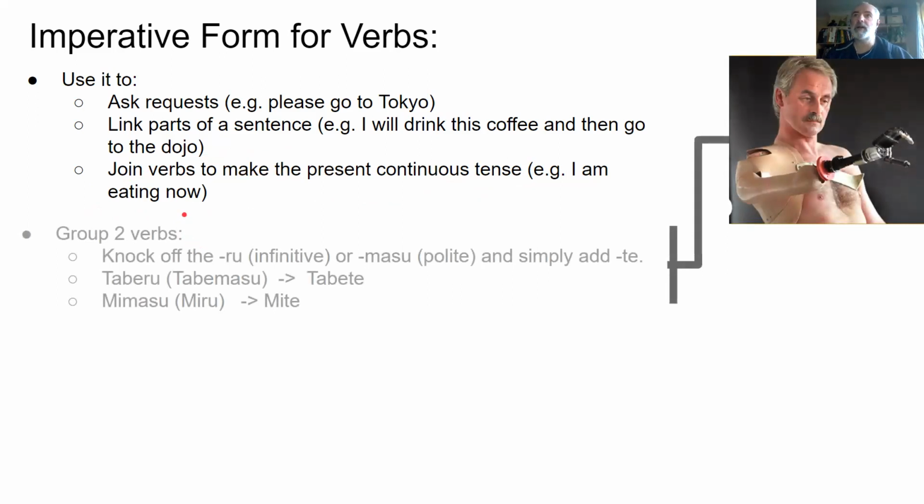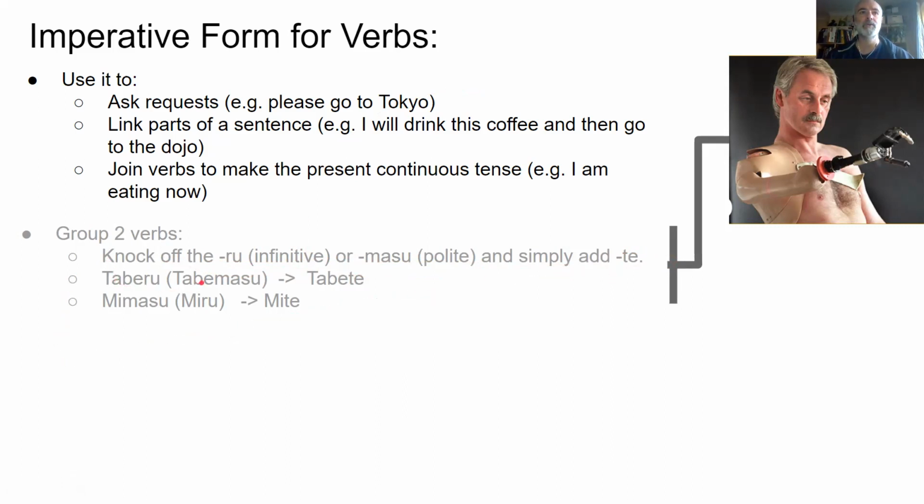So let's start from the easy ones actually. The group 2 verbs will almost certainly be the easiest ones to start with. We simply knock off the ru from the infinitive, and just like a robotic arm, we attach te onto this. So this is really simple. We would normally knock off ru and add mas, but in this case we'll just add te.